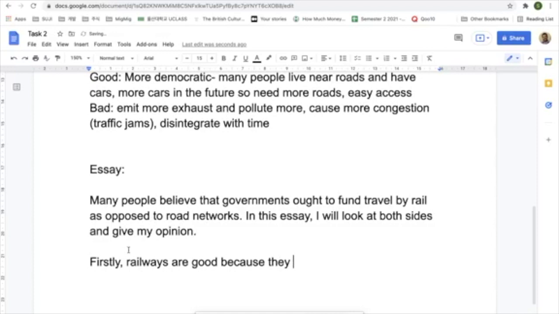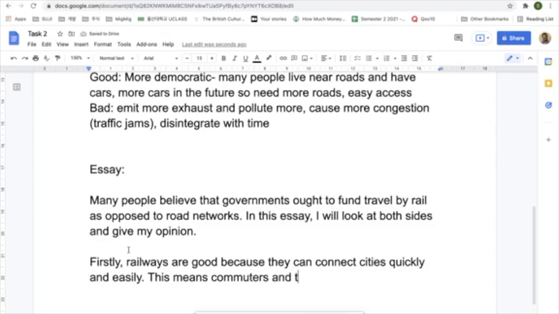They can connect cities quickly and easily. This means commuters... I'm using a new computer today, guys, with a different keyboard, so that's why my typing is not very good. You have to excuse me. Railways are good because they can connect cities quickly and easily.